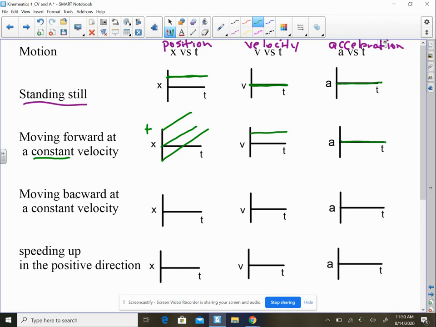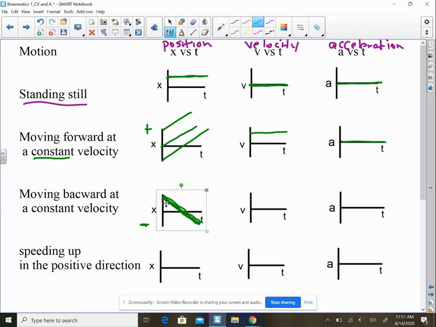Okay, now let's do moving backward at a constant velocity. If you're moving backward or in the negative direction at a constant velocity, you start at one position and you end at a more negative position. So if you start here, you end maybe in a more negative position. And if you move at a constant speed, you have a straight line for this graph.